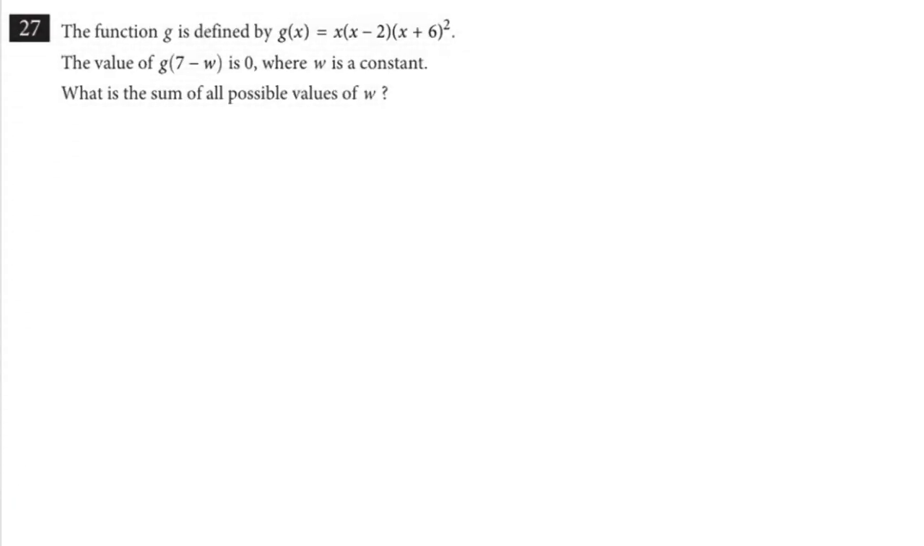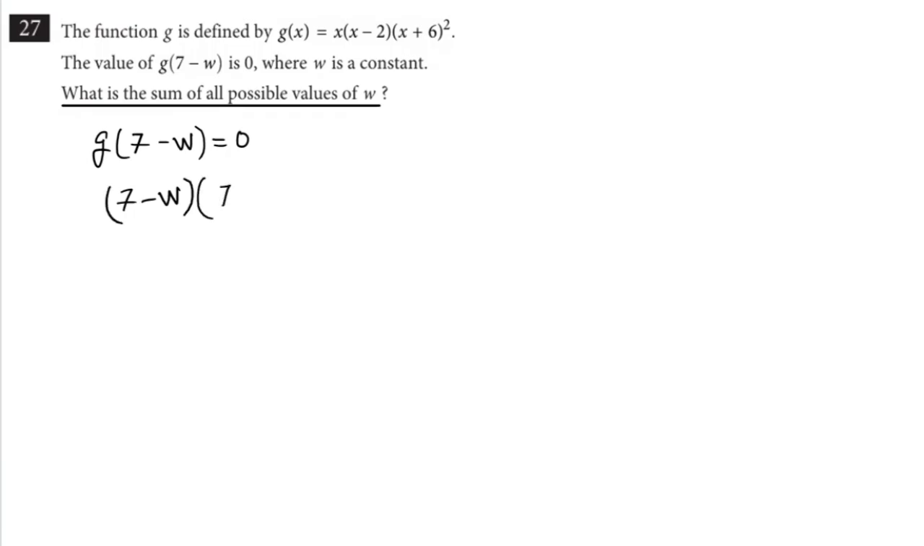Question 27. The function g is defined by g of x as x times x minus 2 times x plus 6 whole squared. The value of g of 7 minus w is 0. So if you switch your x value with the 7 minus w, you get a 0, where w is a constant. What is the sum of all possible values of w? So let's quickly switch the x's with the 7 minus w.